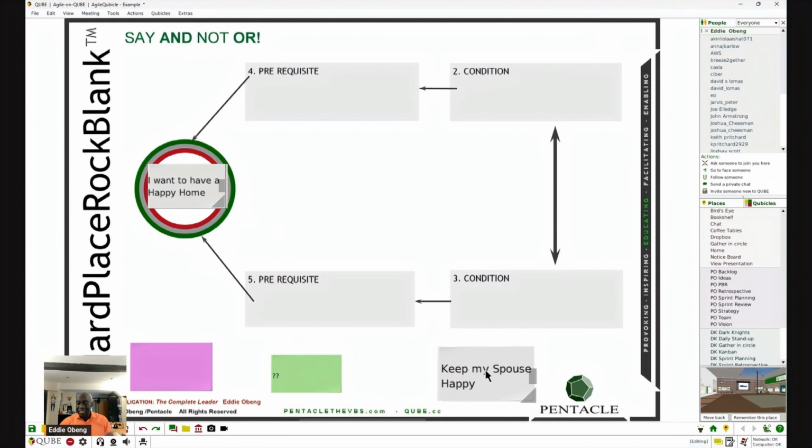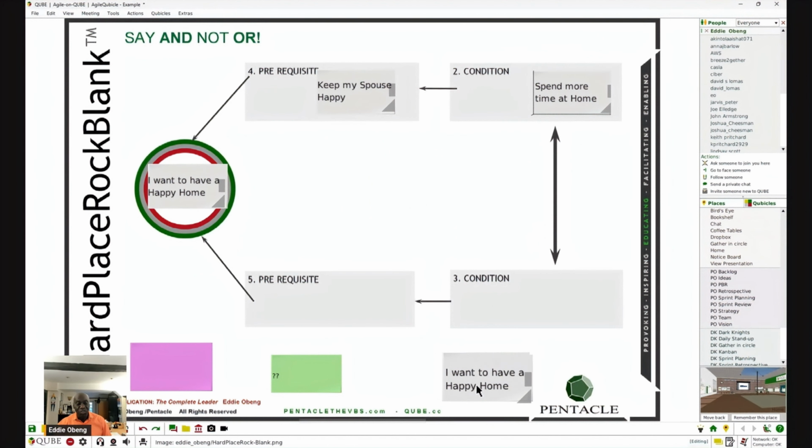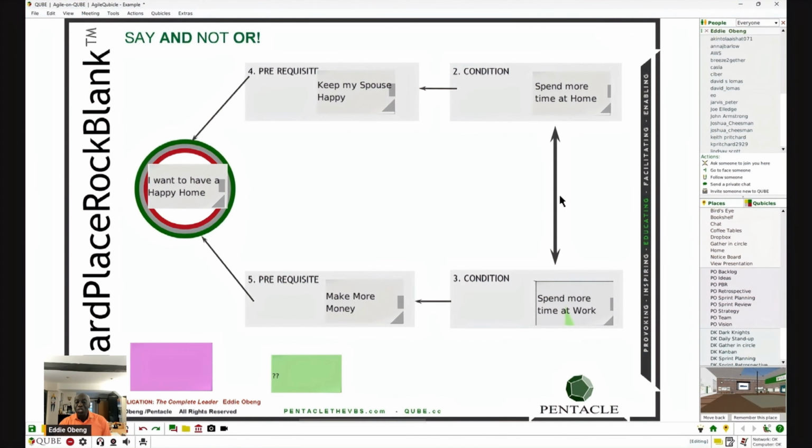Everyone probably has this. On the one hand, I need to keep my spouse happy, which means I must spend more time at home. You're never here, I have to do all the work, etc. On the other hand, if I want to have a happy home, then one thing I must do is make more money, which means I must spend more time at work. So do you see the conflict? Spend time at home, spend time at work.